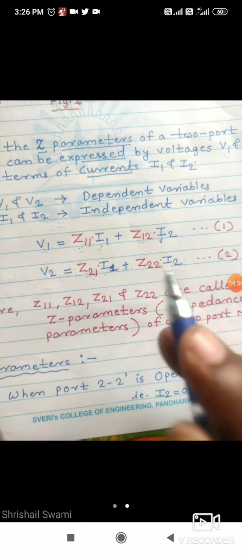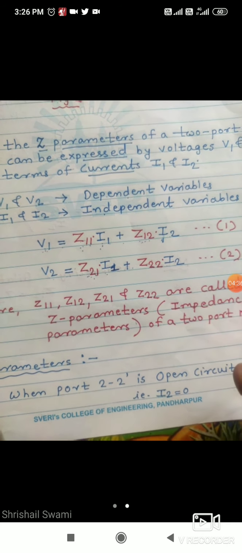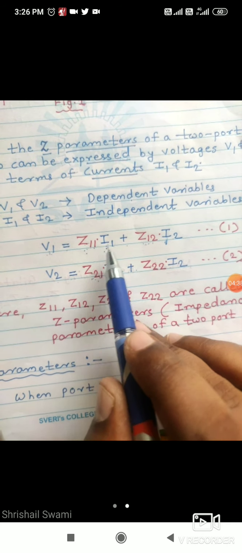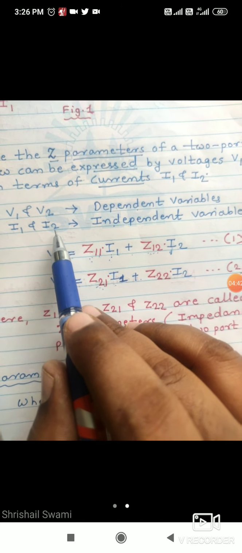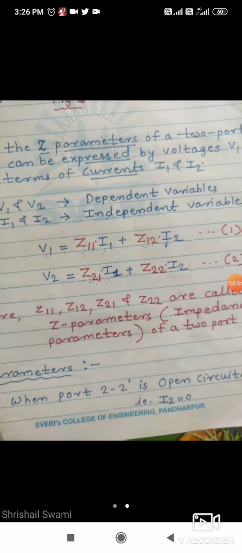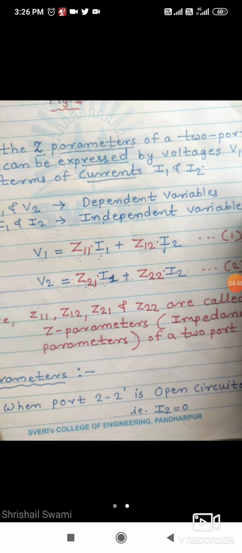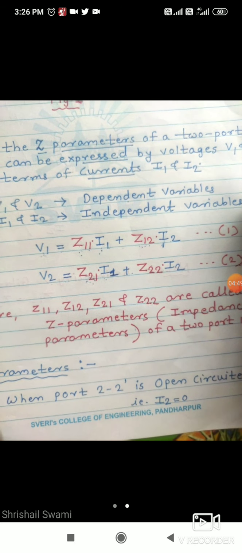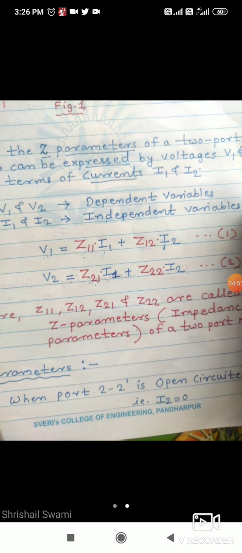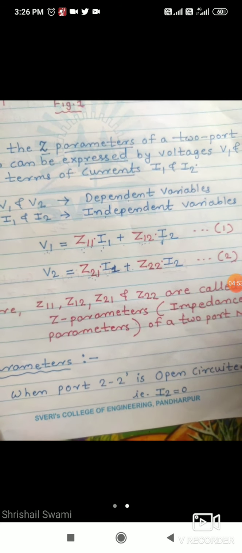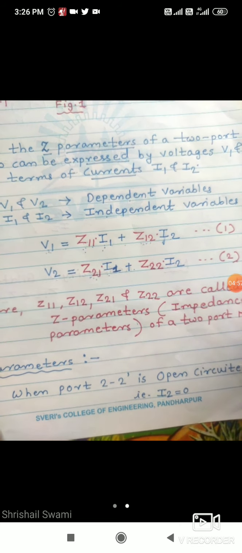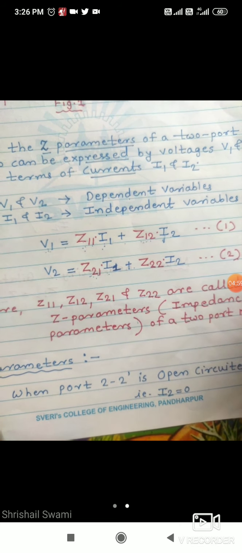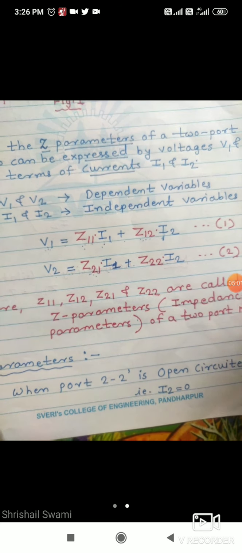At first it looks like a somewhat different equation. Now I1 and I2, these are called the independent variables. Suppose you take the equation of a straight line passing through the origin. What is that equation? y is equal to mx, where m is the slope. And x and y are the coordinates. So x is acting as the independent variable.